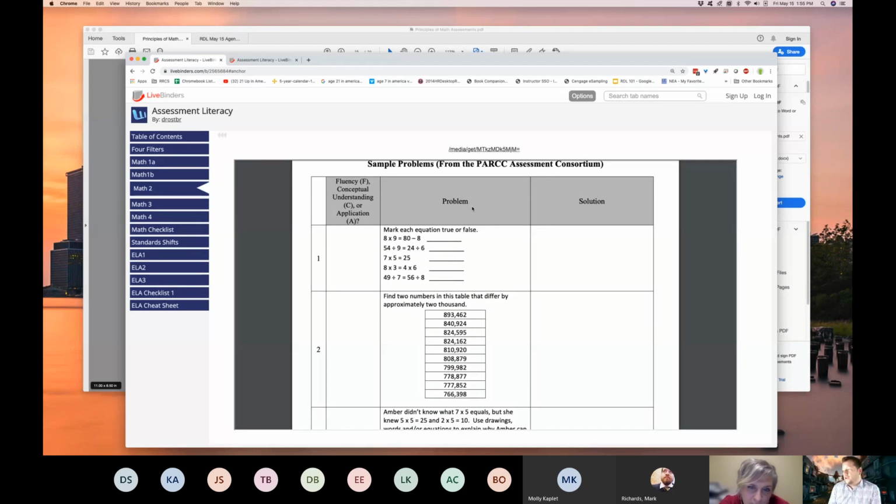So I want you to take a look on your screen or in the live binder. Take a look at that first problem. Would you think that that's conceptual understanding, procedural skill and fluency, or application? Take a minute to think to yourself, and then we're going to talk out loud.